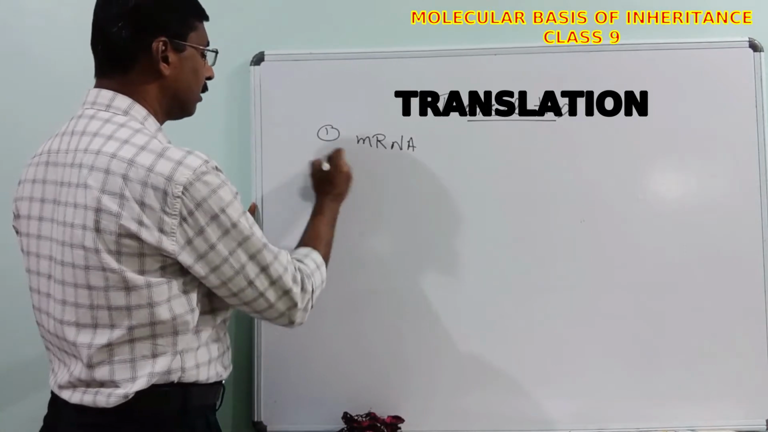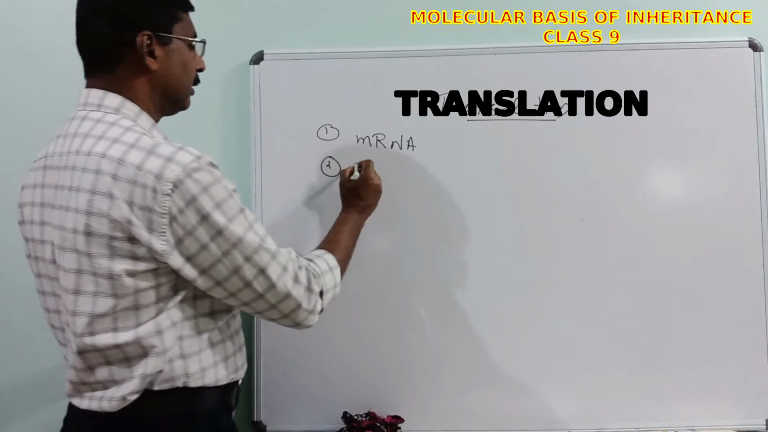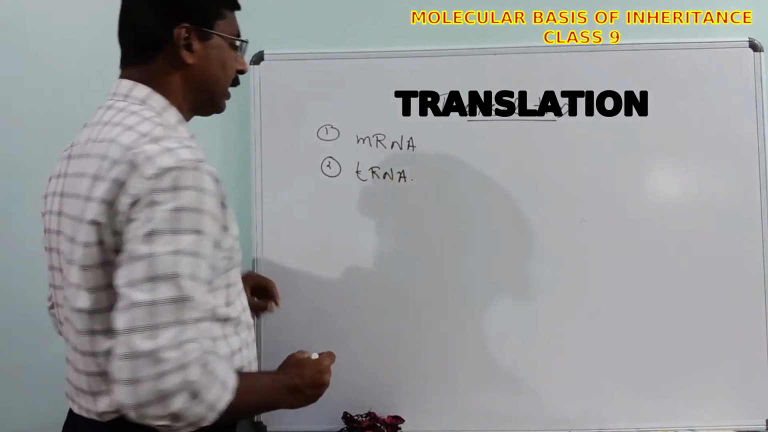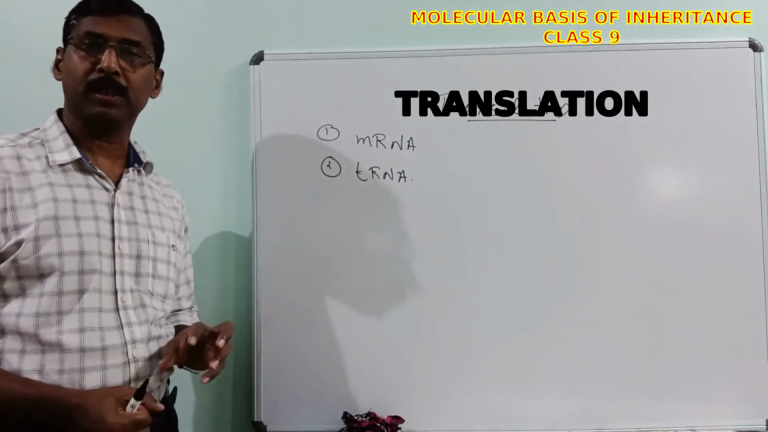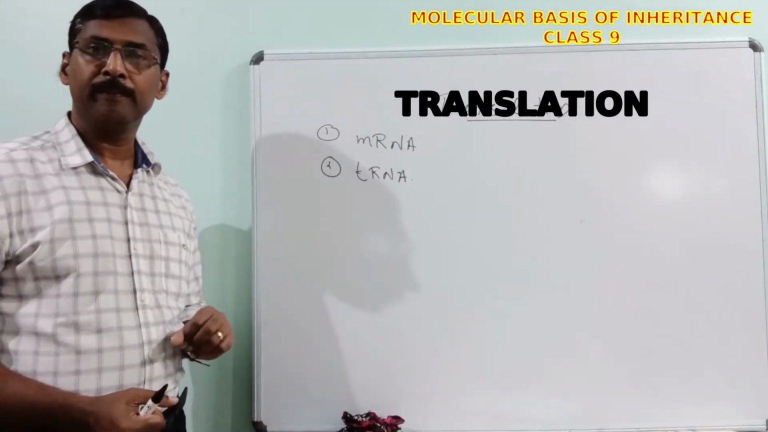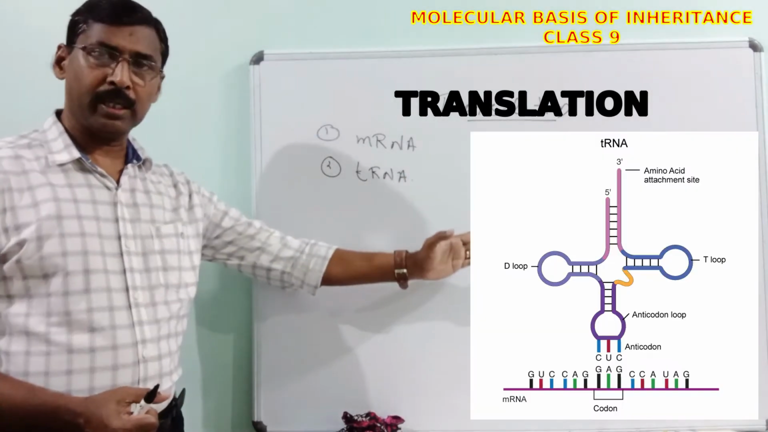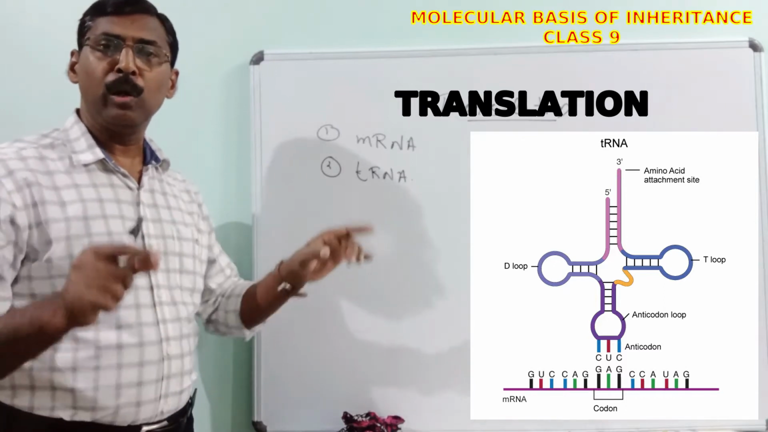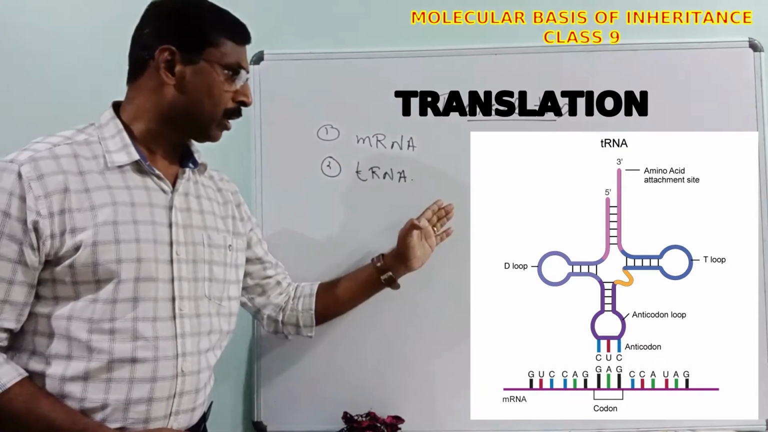in the translation process is transfer RNA. It is also called soluble RNA because it is the smallest RNA present in the cell. And this transfer RNA, as you can see in the diagram here, has 4 lobes.